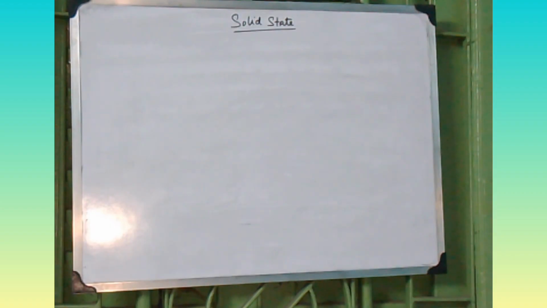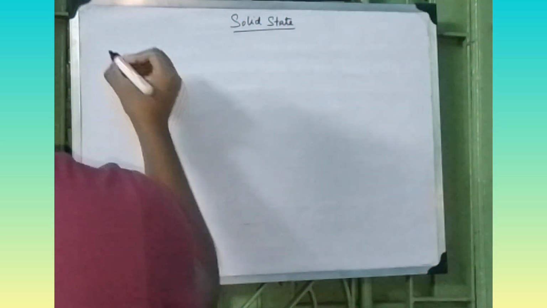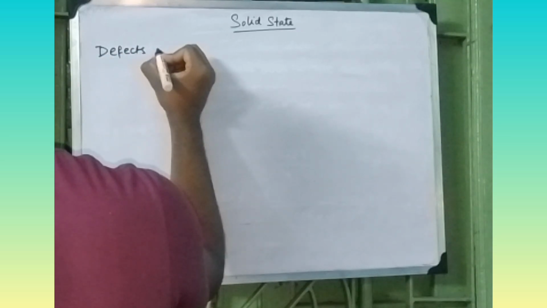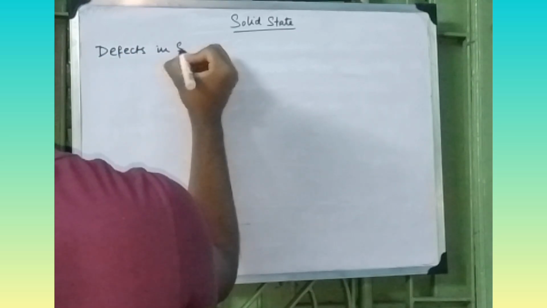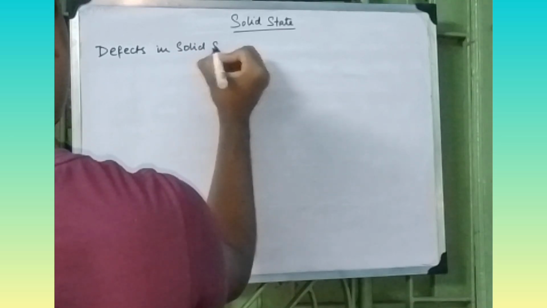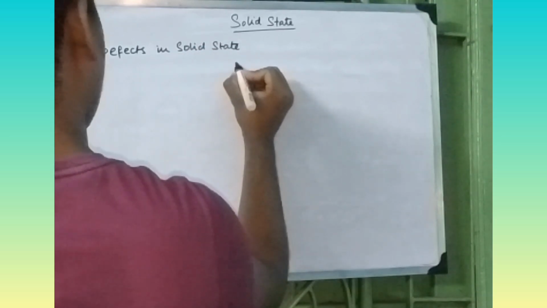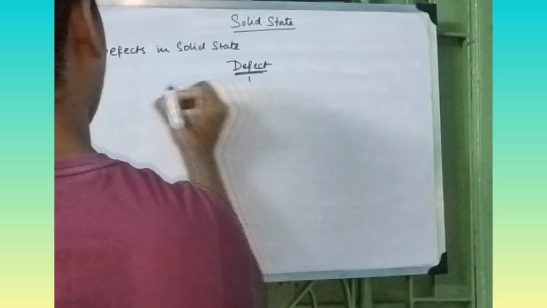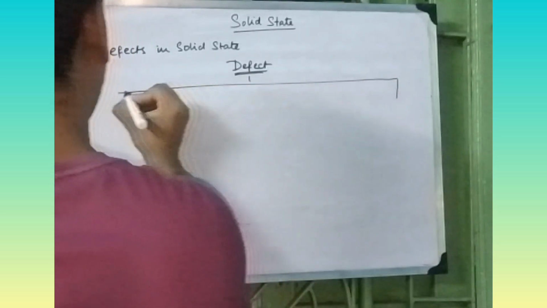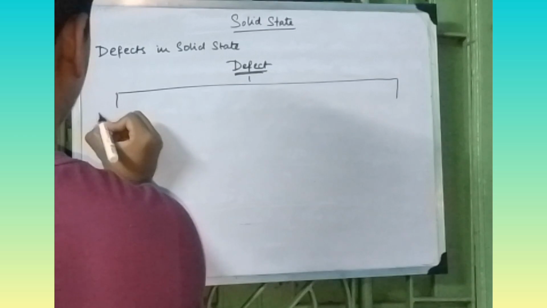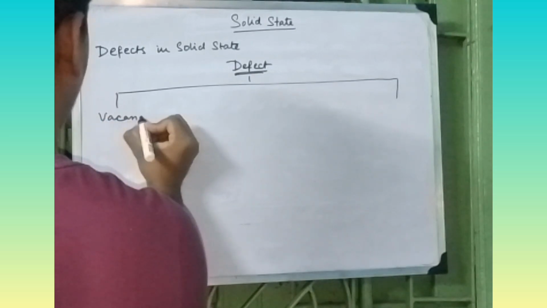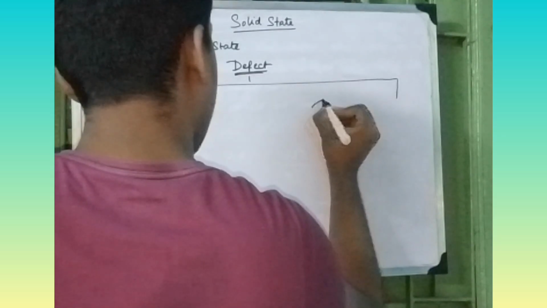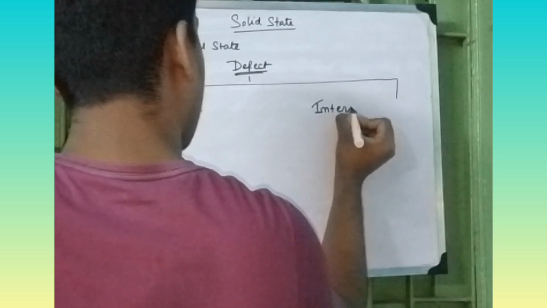In this video we are going to learn about the various types of atomic imperfections in solid state, which are also known as defects. Defects in solid state. Defects are mainly classified into two types. The first one is known as vacancy defect. The second one is known as interstitial defect.